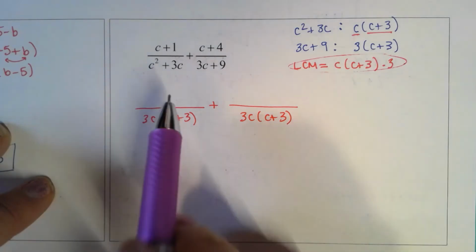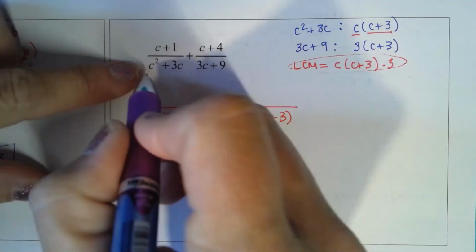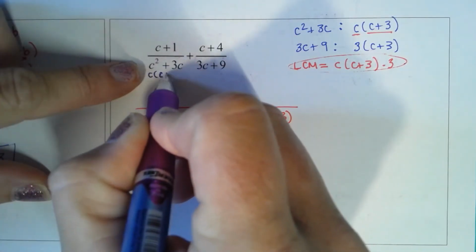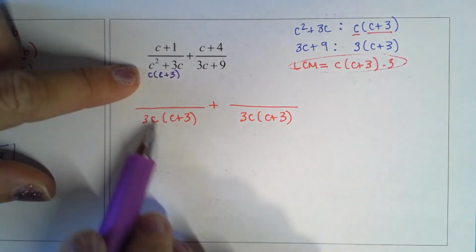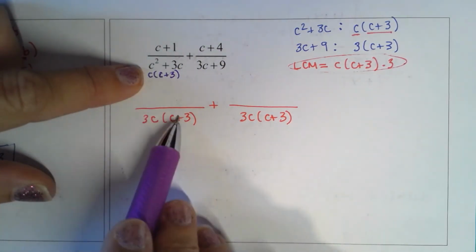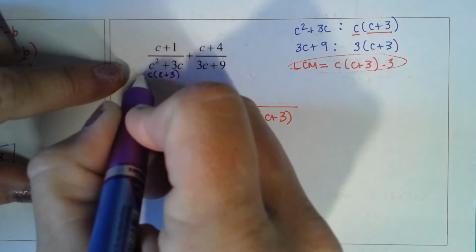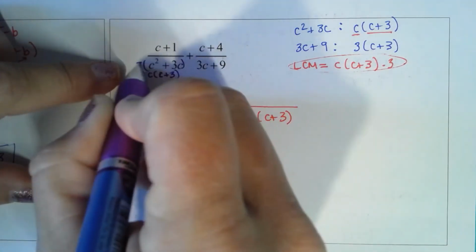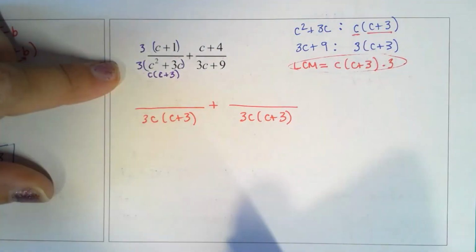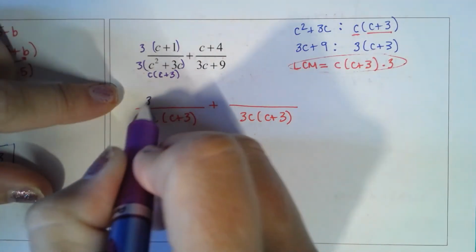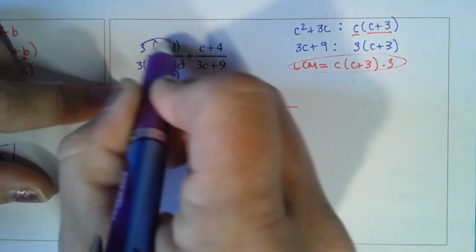All right, so remember this denominator factored into c times c plus 3. I have the c, I have the c plus 3. I'm missing that 3, so I need to multiply the top and the bottom by 3. And I'll go ahead and distribute that 3.